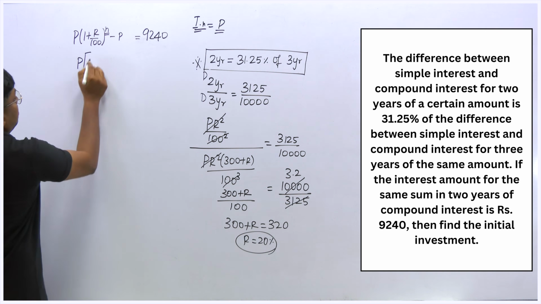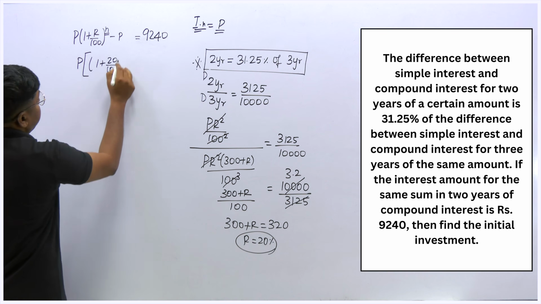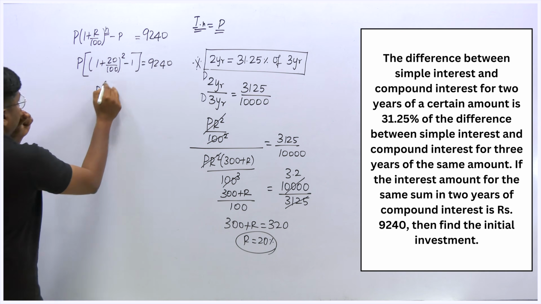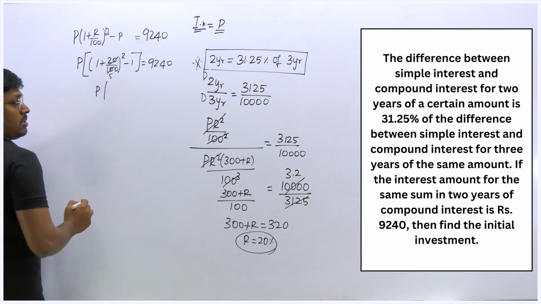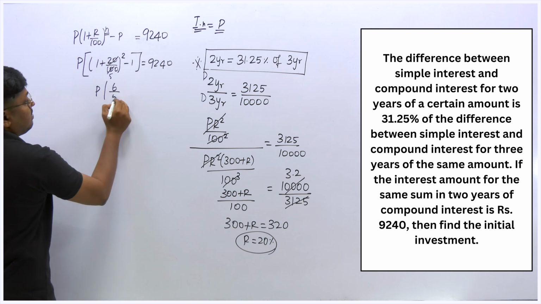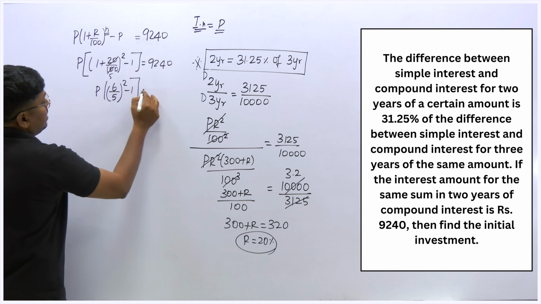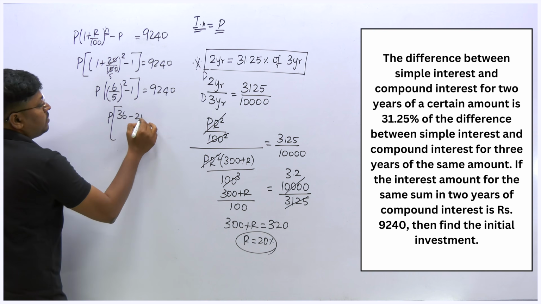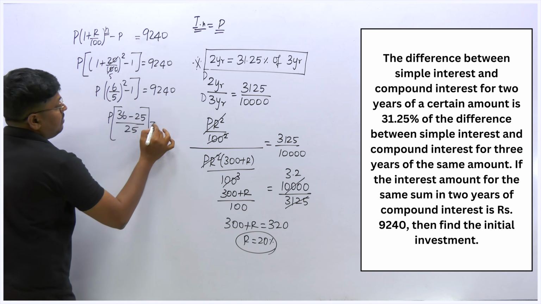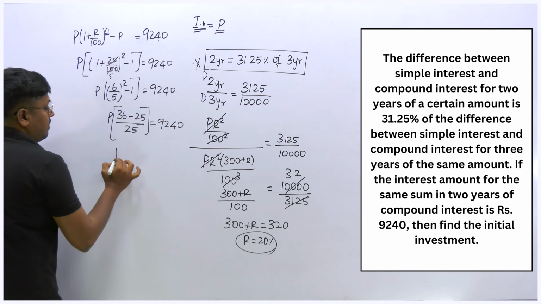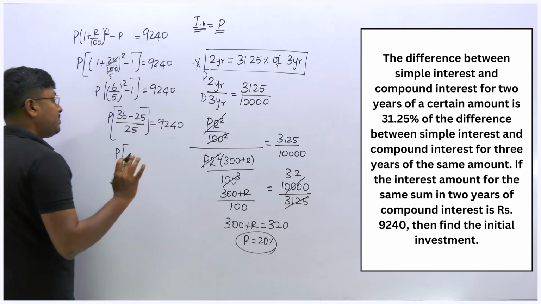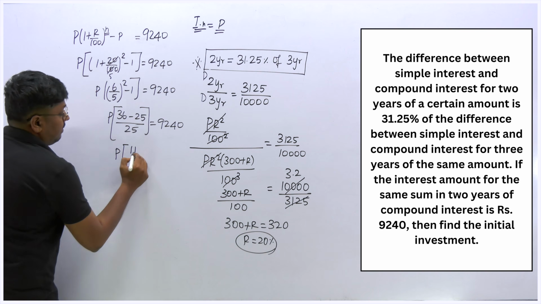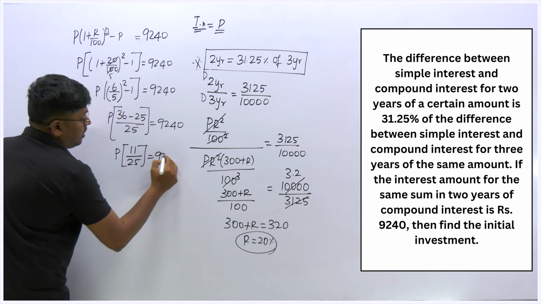So we will get 1 plus 20 by 100, power 2, minus 1 is equal to 9240. So P into, this will be 5 plus 1, 6 by 5. So P into (6 by 5 the whole square minus 1) is equal to 9240. So P into (36 minus 25) divided by 25 is equal to 9240. So P into 11 divided by 25 is equal to 9240.